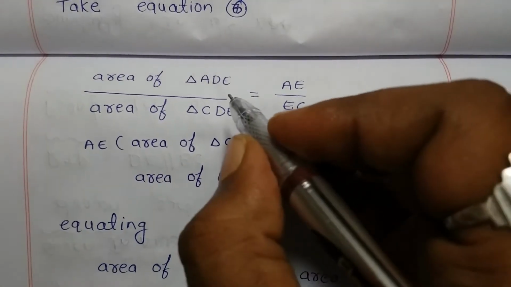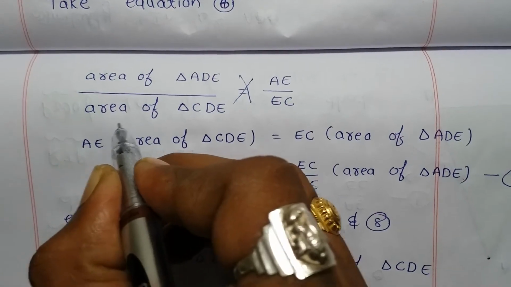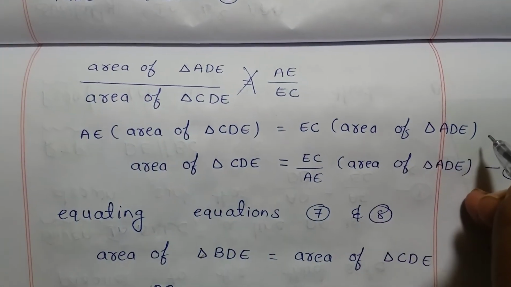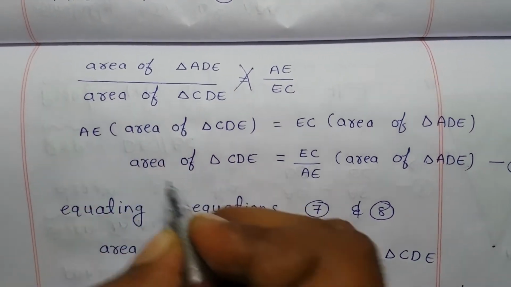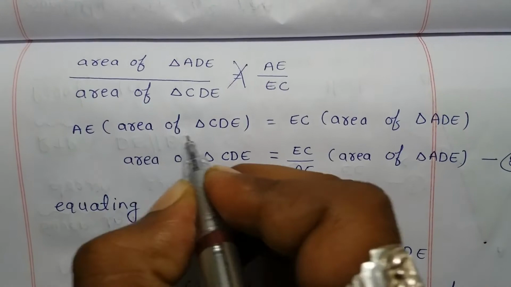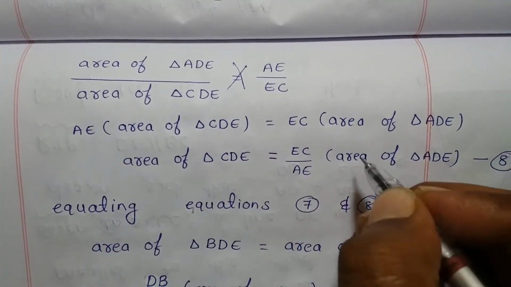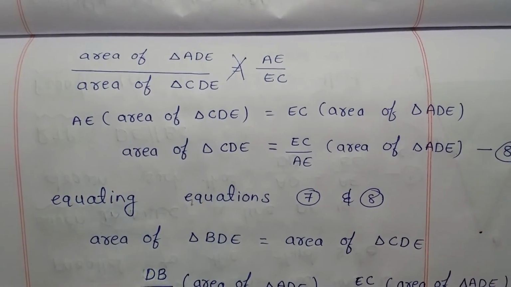So here we are doing cross multiplication. So you will get AE into area of a triangle CDE is equal to EC into area of a triangle ADE. So AE is in multiplication, it will go to division. Therefore area of a triangle CDE is equal to EC by AE into area of a triangle ADE. This is equation number 8.